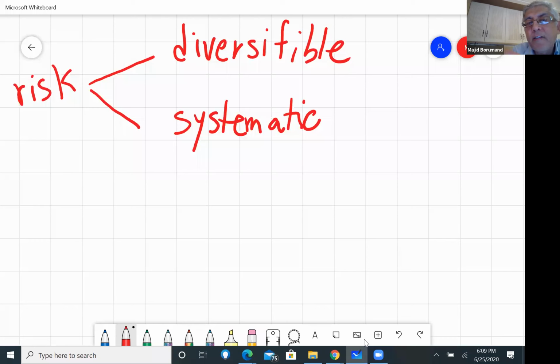Unfortunately, in finance, if the risk is diversifiable, nobody's going to pay you anything for it. Only systematic risk is compensated, right? And I have to go kind of shortcut here.